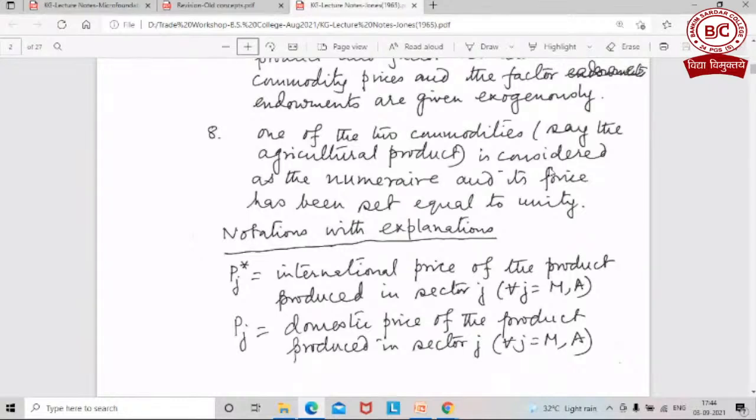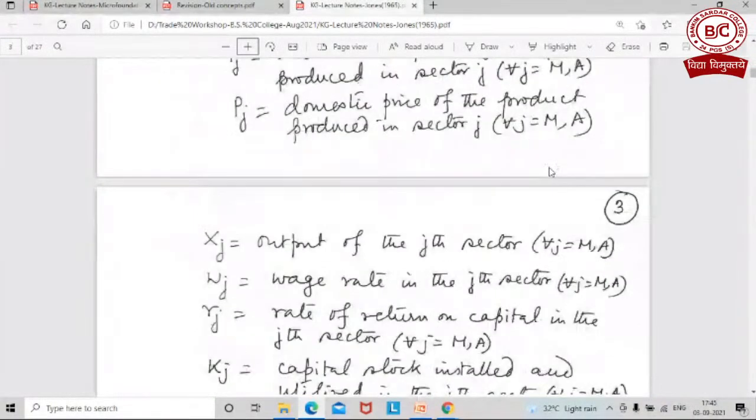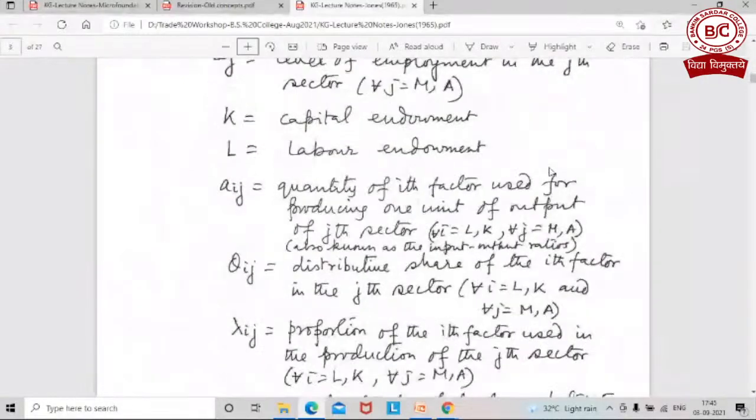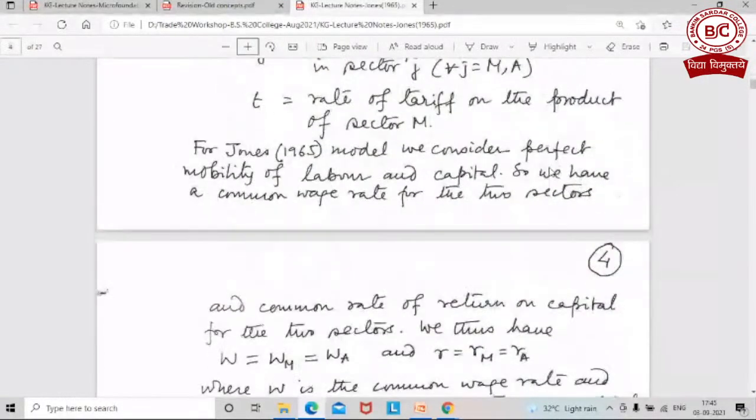In what sense? Because in the case of the manufacturing product, the domestic producers are protected by tariff. So something is added to the international price. To French perfume, if the price is PM star, you add some tariff to it so that the domestic price becomes PM star plus something, equal to PM. You got my point? Yes, sir. So there is a difference between PM and PM star, but PA is equal to PA star. In fact, that is equal to 1, that I shall assume.